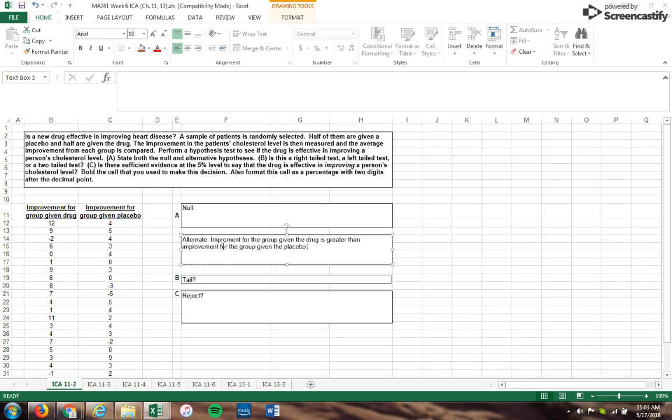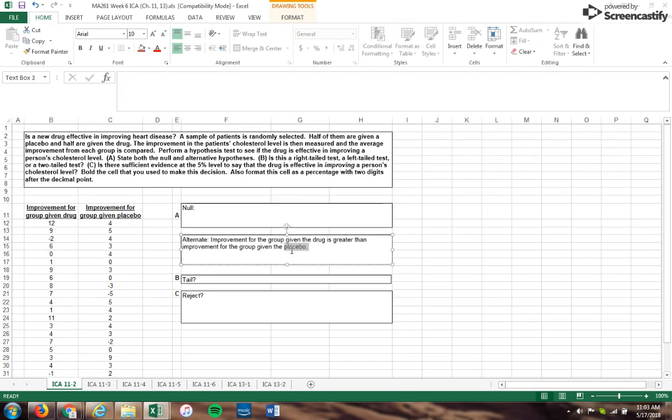Or we see improvement for the group given the drug is greater than improvement for the group given the placebo, or improvement is greater than, or improvement for the drug group is better than, is higher than, is more than, something like that. So then our null hypothesis is usually pretty simple to figure out. Our null is any other possibility outside of the alternative hypothesis.